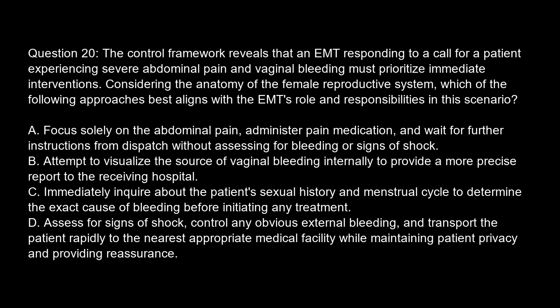Option B. Attempt to visualize the source of vaginal bleeding internally to provide a more precise report to the receiving hospital. Option C. Immediately inquire about the patient's sexual history and menstrual cycle to determine the exact cause of bleeding before initiating any treatment. Option D. Assess for signs of shock, control any obvious external bleeding, and transport the patient rapidly to the nearest appropriate medical facility while maintaining patient privacy and providing reassurance.